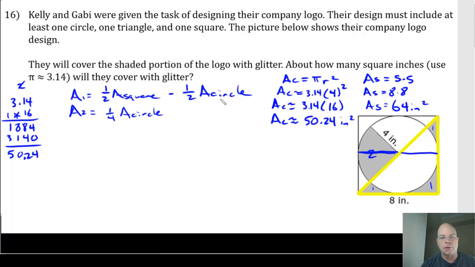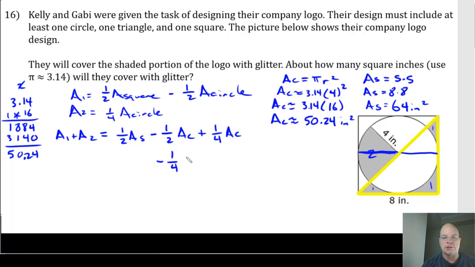So using these formulas, we just make one big one. Area 1 plus area 2. We want the total combined shaded area, because that's the area that we'll need to cover with glitter. It's 1/2 area of the square minus 1/2 the area of the circle plus 1/4 the area of the circle. Maybe I can make it even simpler, because isn't 1/2 the area of the circle 2/4 the area of the circle? And if I'm subtracting 2/4 but then adding back in 1/4, the net change there would be subtracting 1/4 the area of the circle.